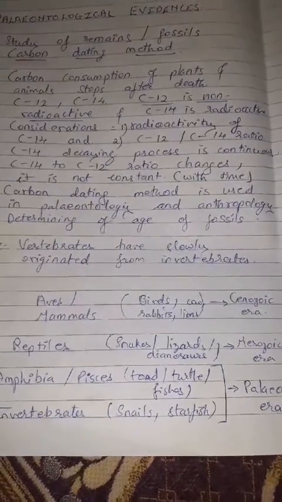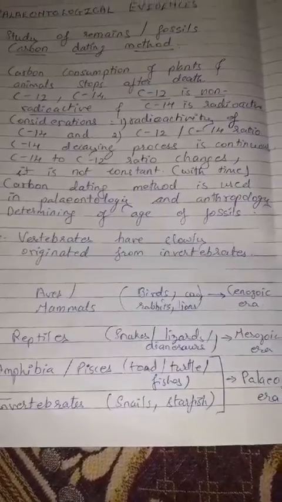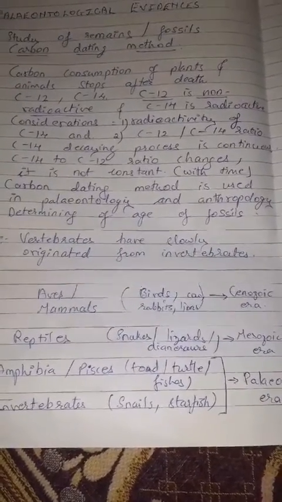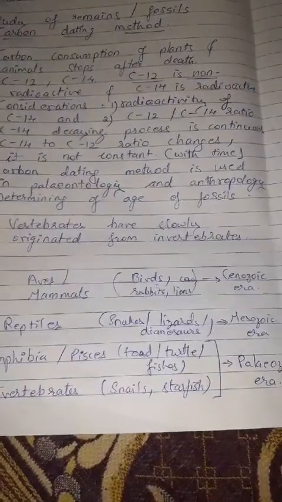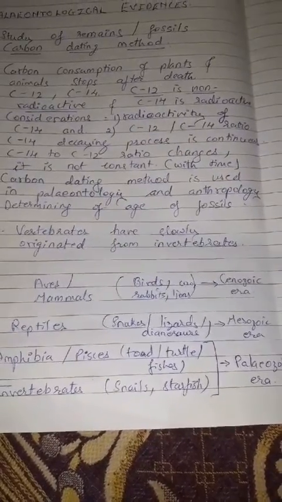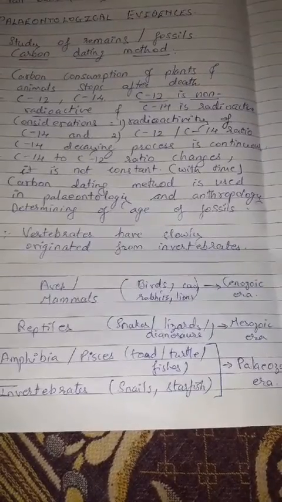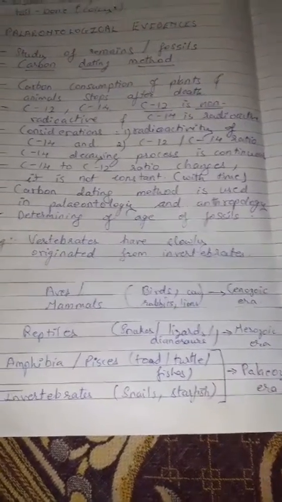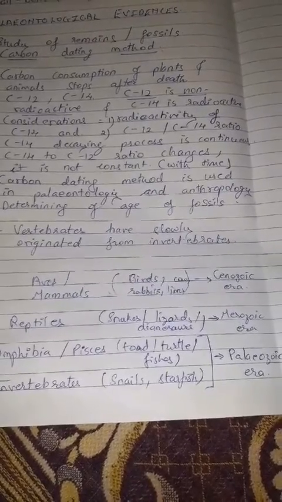In this carbon dating method, the C12 and C14 ratio is considered and studied. If C12 and C14 are present, then the ratio will be the same, right? But that doesn't happen. Why? Because C14 decays. As soon as a plant or animal dies and gets buried in the soil, C14 starts decaying, and this process is continuous.